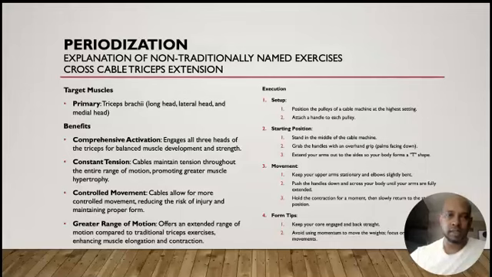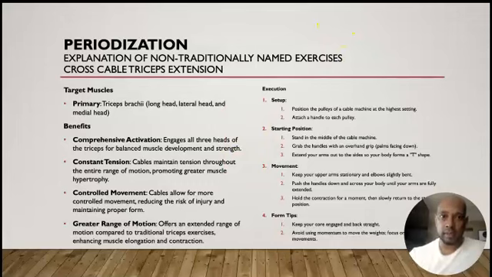So the execution is to set up the pulleys. You position the pulleys on the cable machine at the highest setting. You attach a handle to each pulley, and as you stand in the middle of the cable machine, you grab the handles with an overhand grip, and you extend your arms to the sides of your body so you form a T shape. For the movement, you keep your upper body stationary, elbows slightly bent. Push the handles down and across your body until your arms are fully extended, and you hold that contraction for a moment and then slowly return to the starting position.